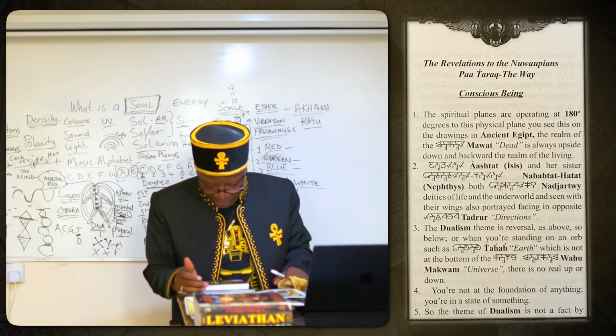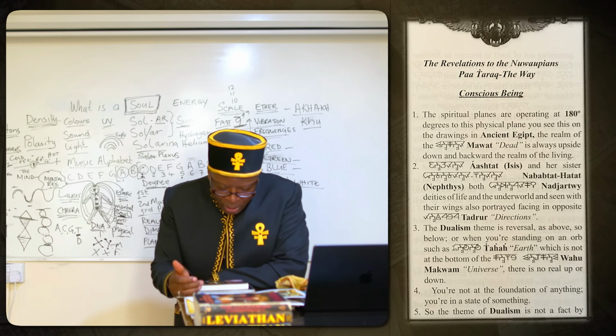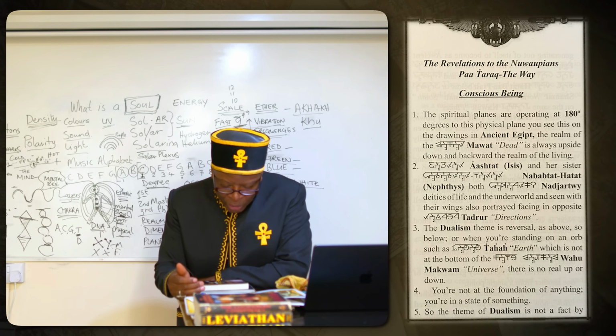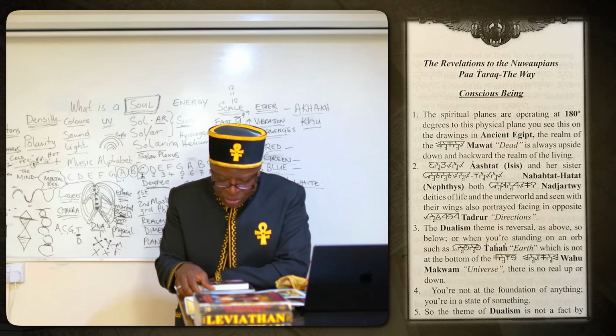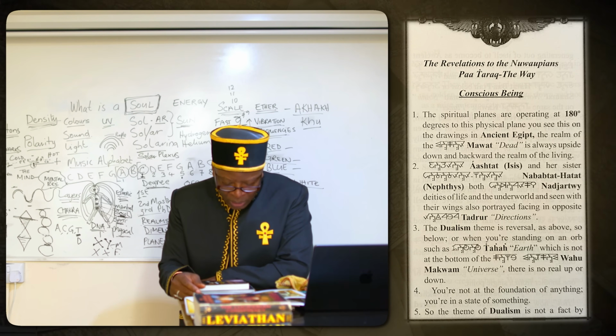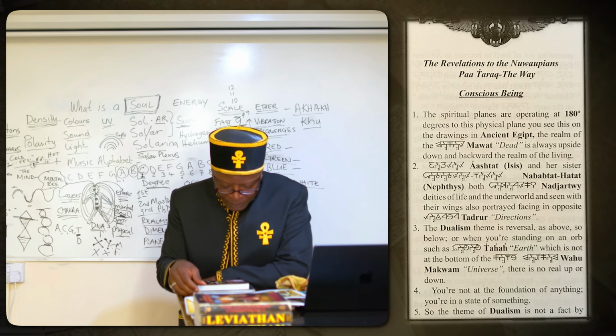This is what he's saying here. Verse 3, the dualism theme is reversal, as above, so below. Or when you're standing on an orb such as earth, which is not at the bottom of the universe, there is no real up or down.